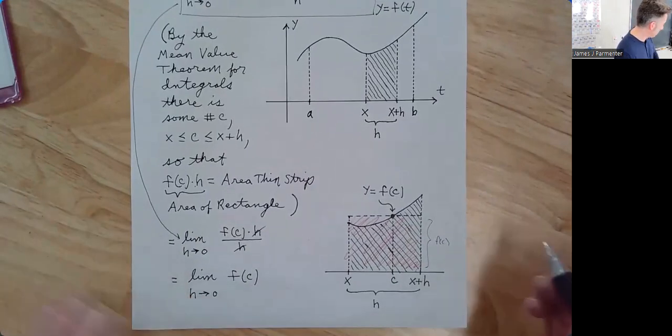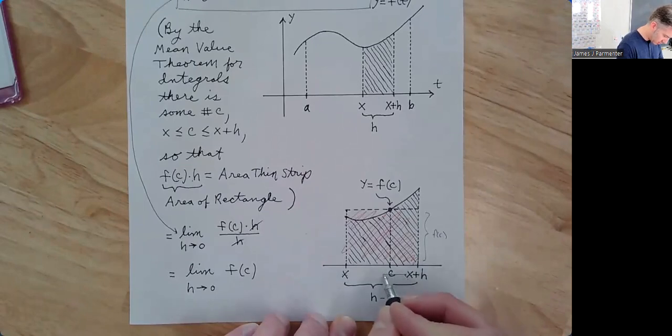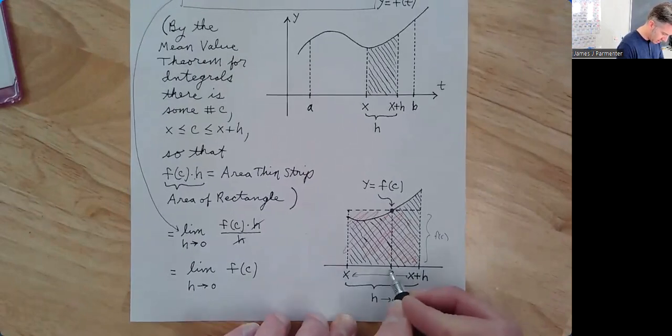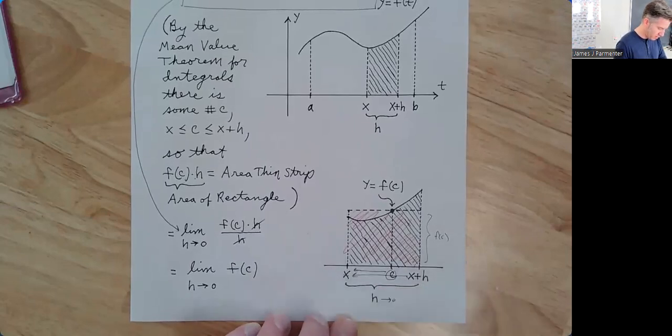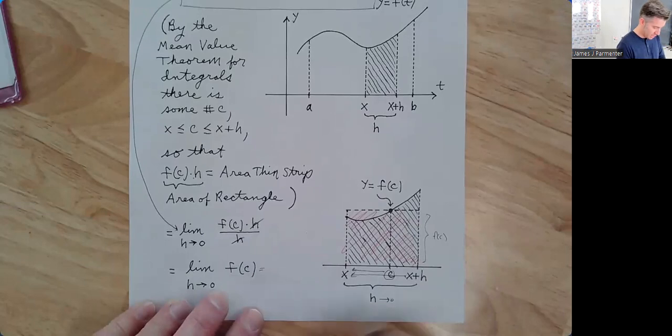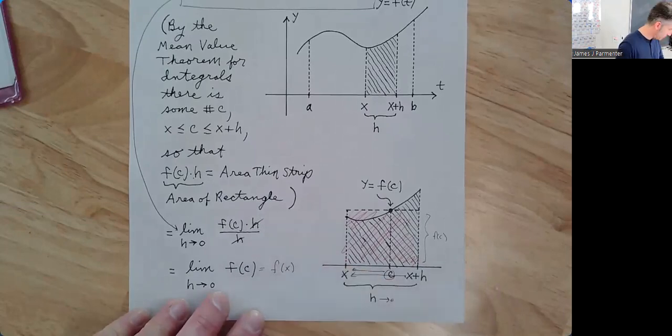And I know I said this last time, I'm going to say it again. Since c is between x and x plus h, and h is getting smaller and smaller, that means this point is getting closer and closer to that point, which means c being between them also gets smushed closer and closer to that point, which means that c is getting closer and closer to x as h gets smaller and smaller. So this limit is equal to f of x.